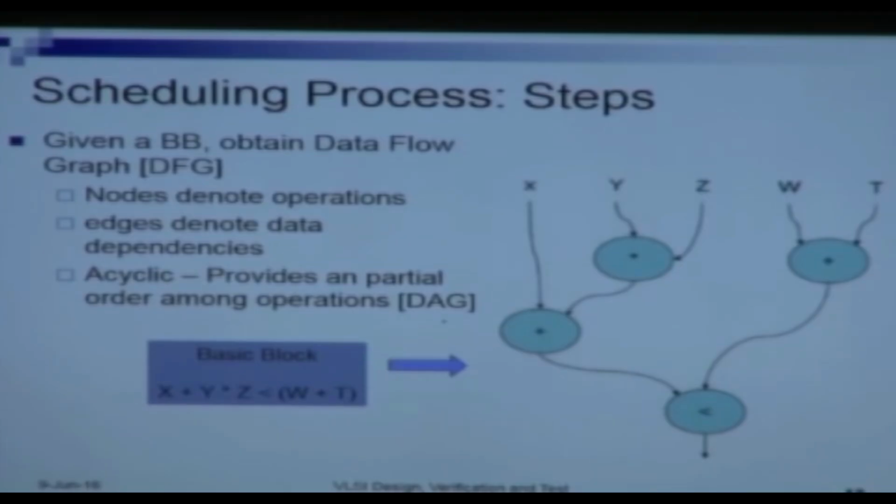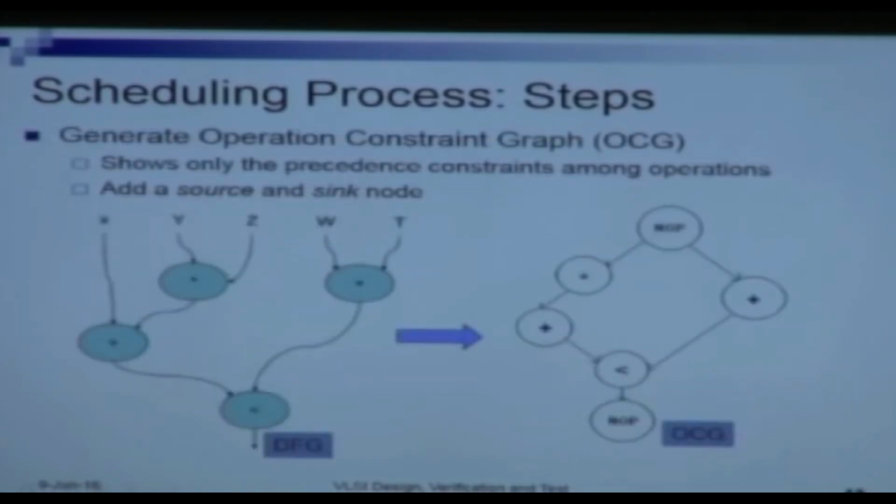Let us now consider a very small basic block. Let us say x plus y into z less than w plus t. This is our basic block. Now this basic block can be converted into the corresponding data flow graph. This is within a basic block; the control is outside it. Here we have y into z, then x plus y into z, w plus t on this side, and the comparison occurring here. So this is the data flow graph corresponding to this basic block.